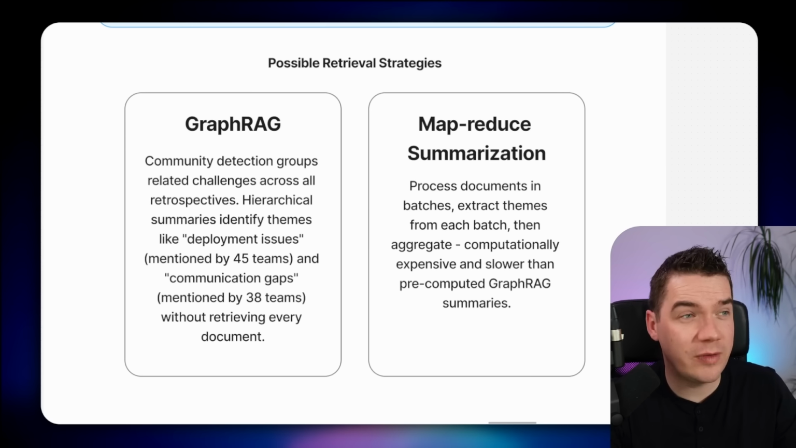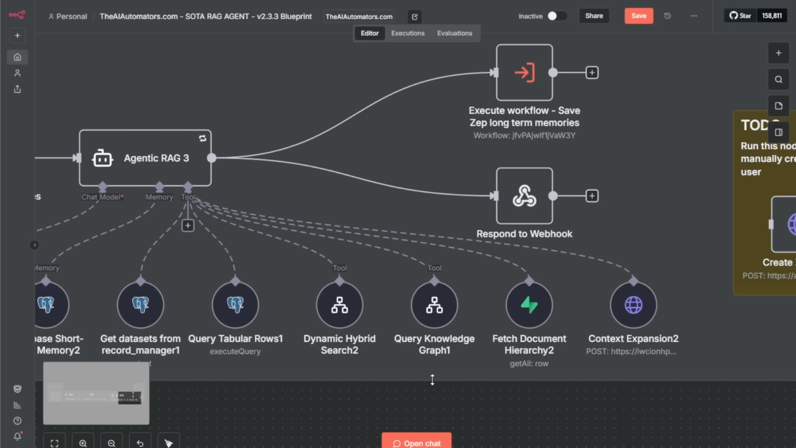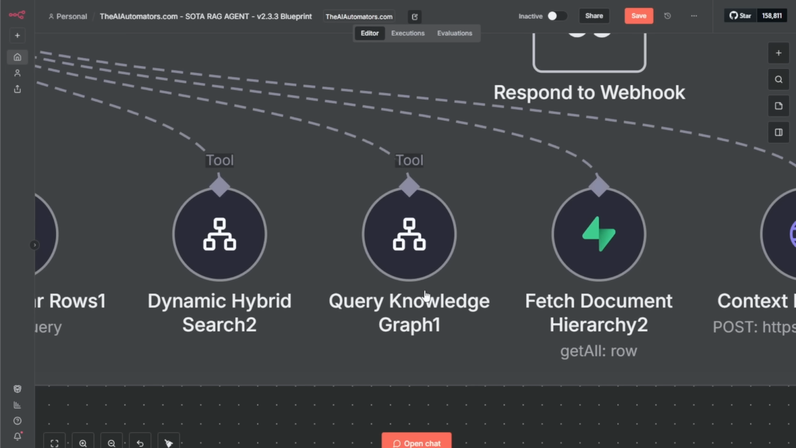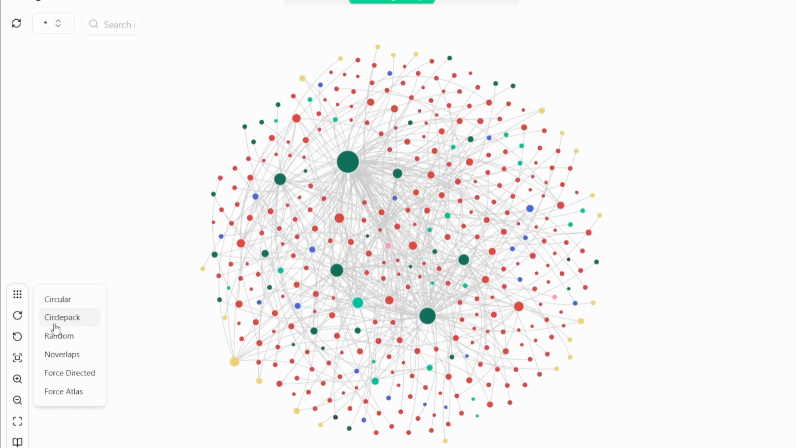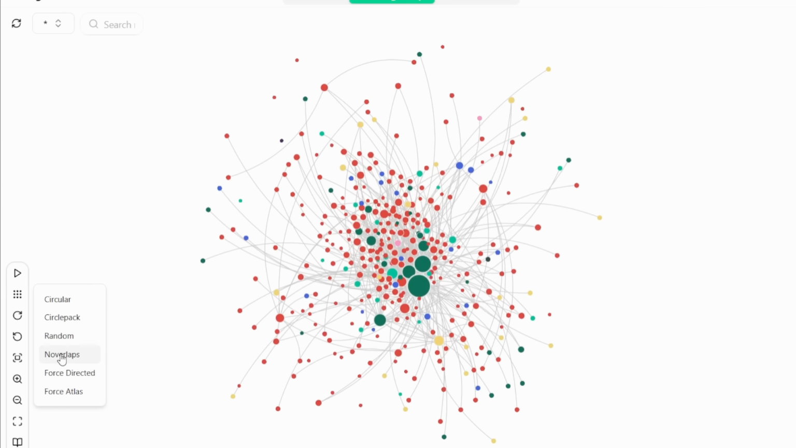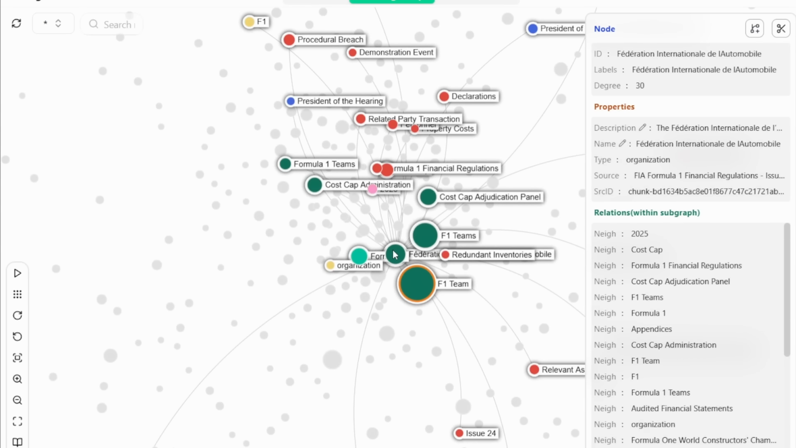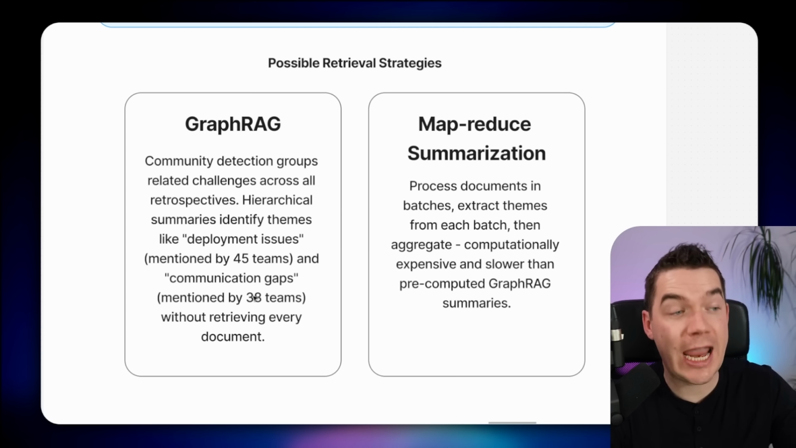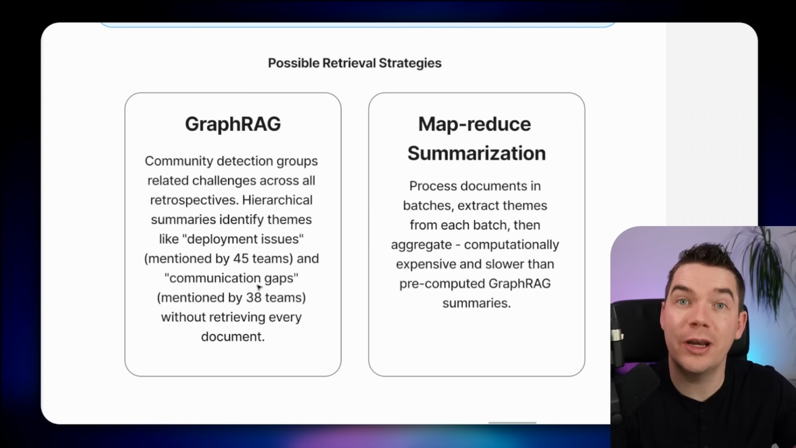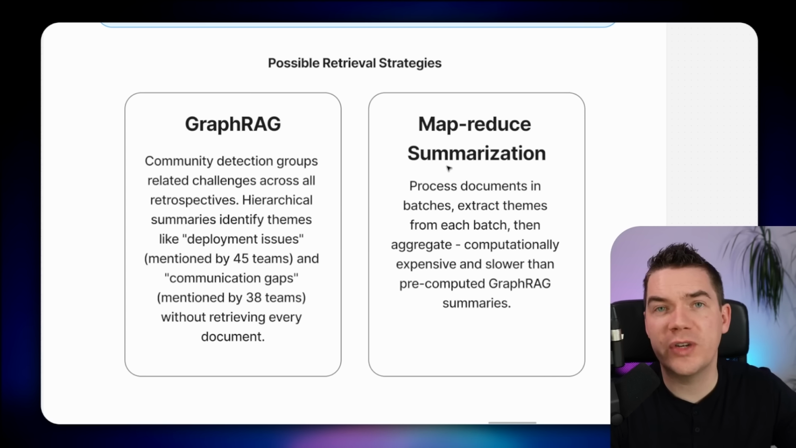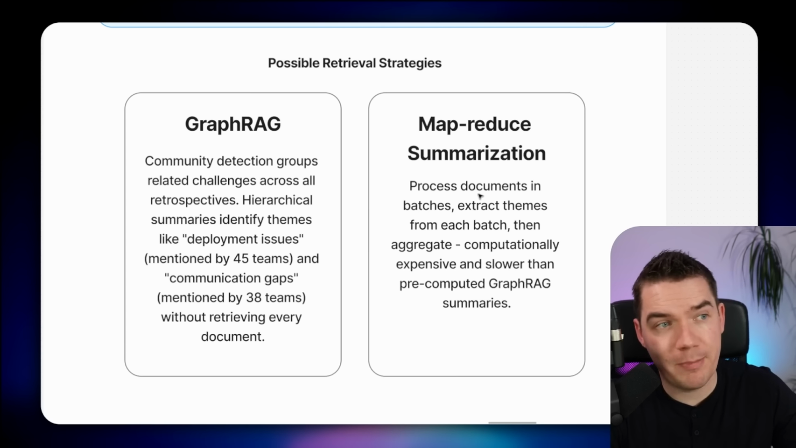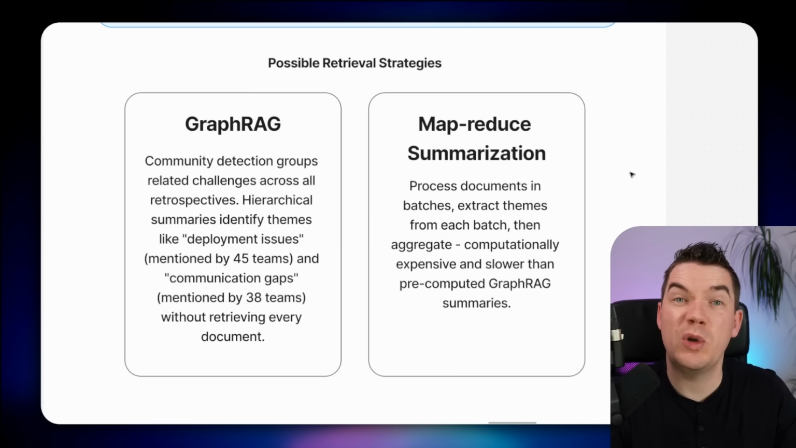So possible retrieval strategies here: GraphRAG is probably the best approach, because GraphRAG extracts these global concepts as entities and can interlink everything and create community summaries. So the likes of deployment issues or communication gaps, for example, might be interlinked multiple times. If you didn't want to go down a knowledge graph approach, you could use the MapReduce summarization method, where you would process documents in batches, extract themes, and then aggregate everything. But that would be a long-running job to undertake, whereas with GraphRAG, that's all pre-computed up front.